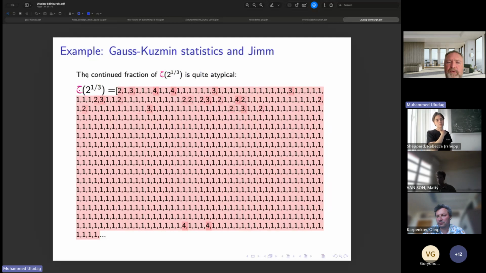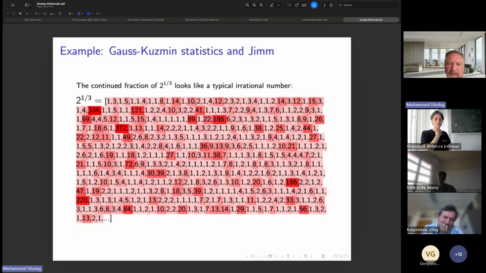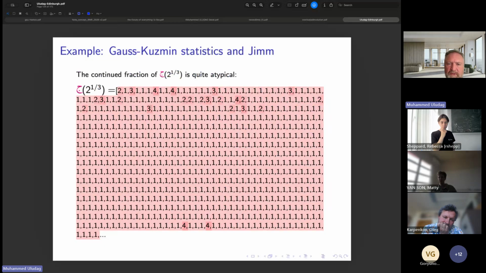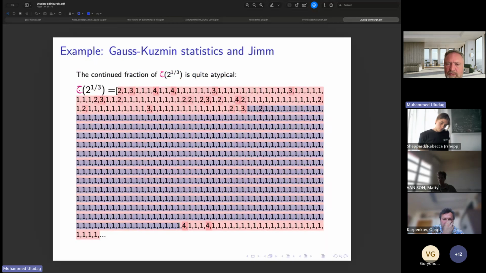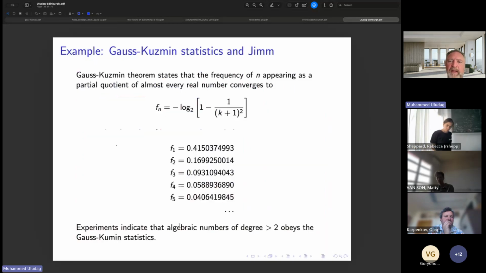And if I compute its Jimm, it looks quite atypical. We have many, many ones. For example, here I have 500 and something ones, because this number 534 will become 532 ones here. So starting from here till here, I have 532 ones.